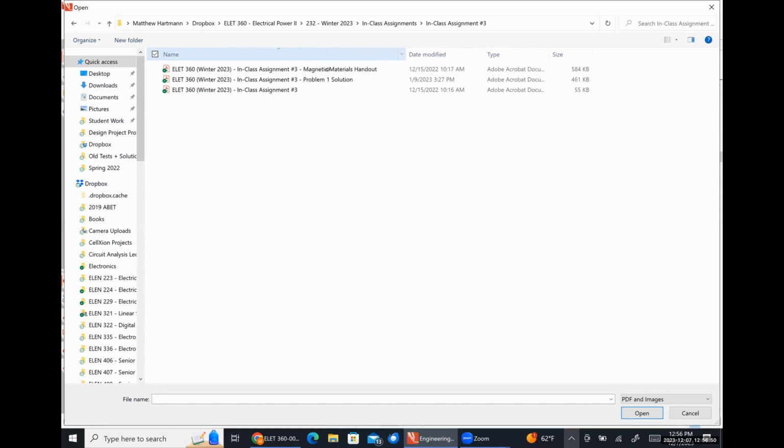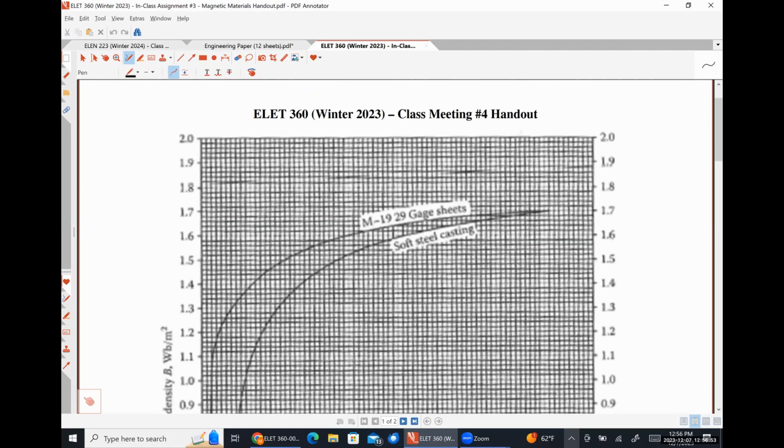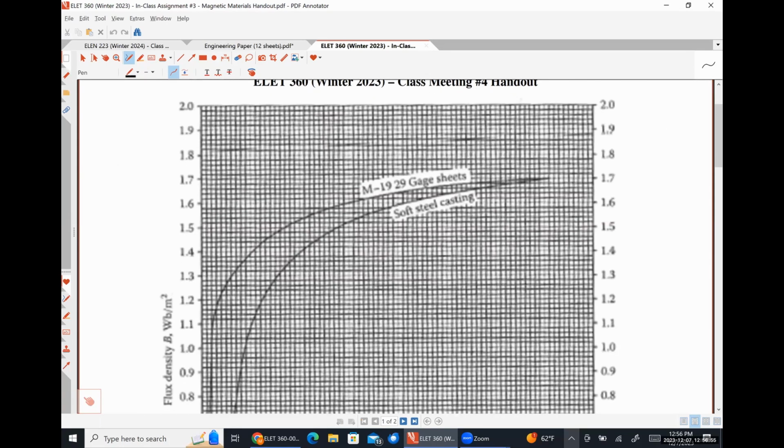Magnetic materials handout. So I have this terrible blurry sheet. Like I said, I apologize for the poor resolution. Tried to make it nicer for other things. Okay.